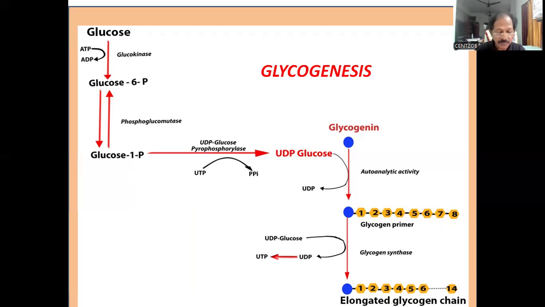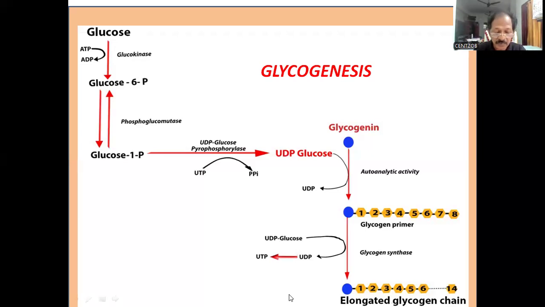Then this UDPG can be used for the synthesis of glycogen with the help of the glycogen synthase enzyme, which is the rate-limiting enzyme. But glycogen synthase cannot start the synthesis of glycogen on its own; it requires a primer. Remember, for glycogen synthase to function, a primer is required. So how is the primer synthesized?